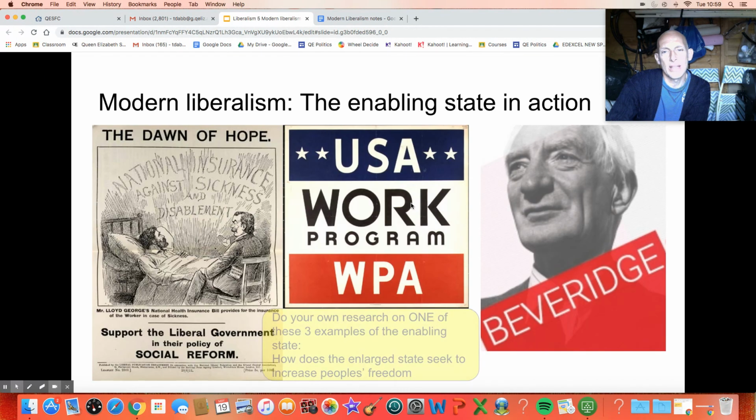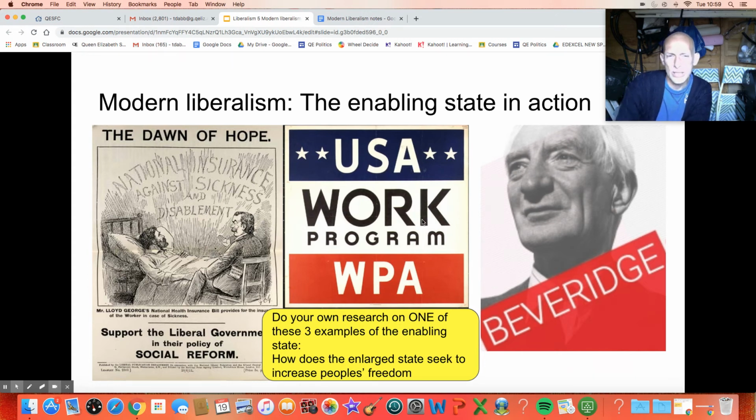And these programs are adopted in other places and in different ways at the beginning of the 20th century as well. So we get in America in the 1930s a New Deal, and in Britain, even before Beveridge came along, we'd had a kind of first welfare state of things like national insurance, sick pay for work, and pensions. And you can do a little bit of research about those ones as well.